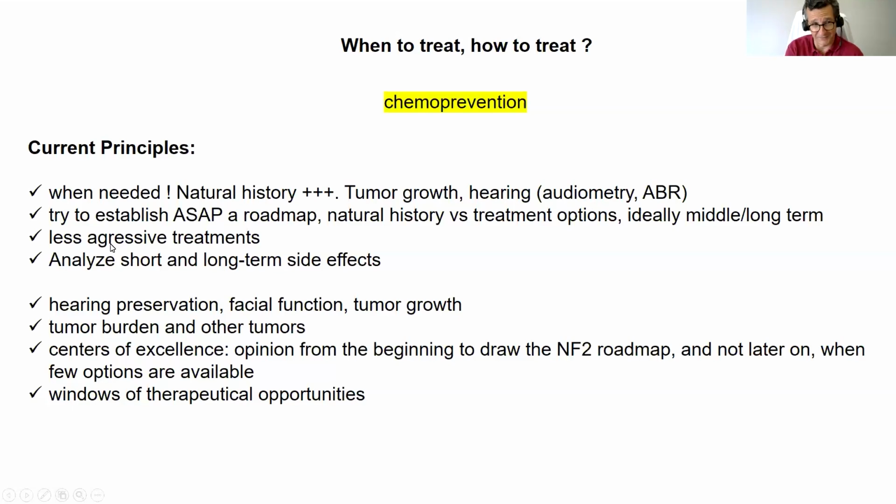examination. The other principle is, I think, to try to establish from the beginning a roadmap. It is the natural history versus treatment options, the middle and long term. So it is very important, and the patient loves to understand from the beginning what is the next future and the middle or long term. So you have the tumor, it will go in this direction. I think that you will maybe have a surgery or radiosurgery or maybe a treatment, but it's the goal. It's to give the patient a roadmap as soon as possible.